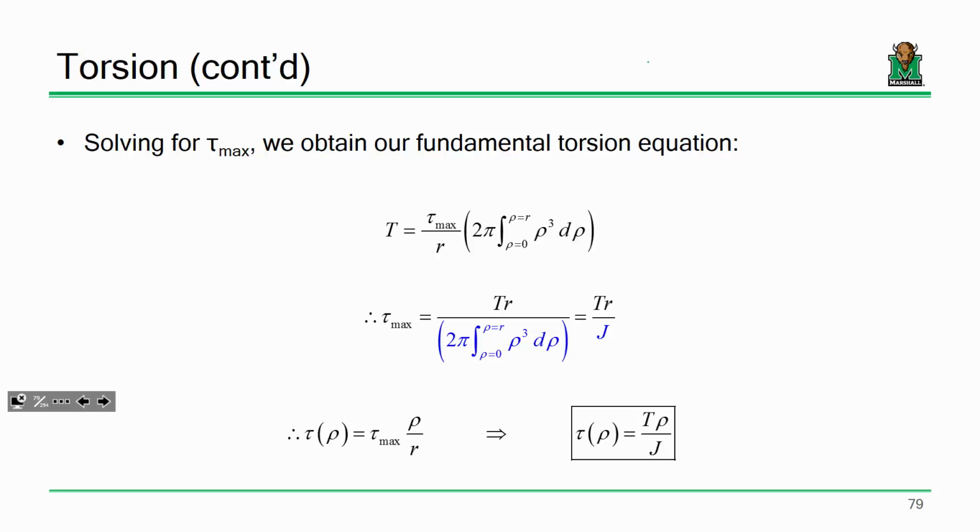I want to pay attention to everything that's going on inside this set of parentheses. All right, everybody see that? Okay, let's highlight that out. It's 2 pi times the integral of rho cubed d rho. I propose to you that what's going on inside that integral is a section property.